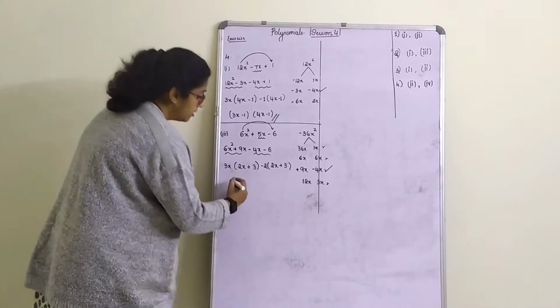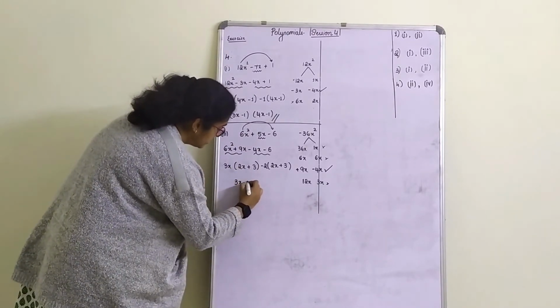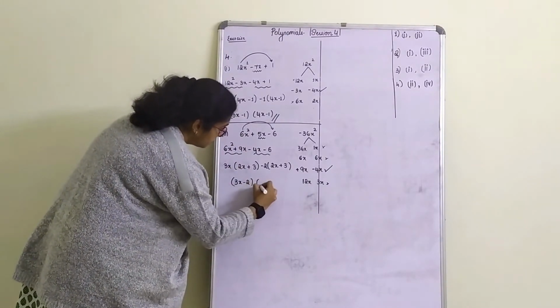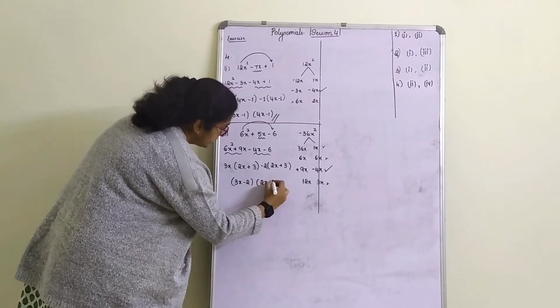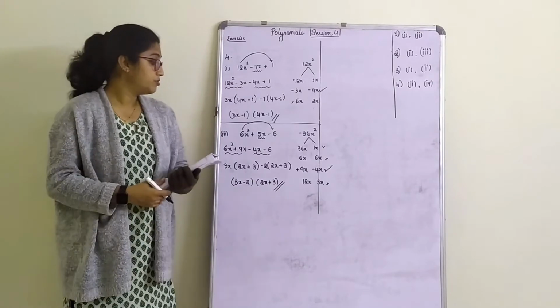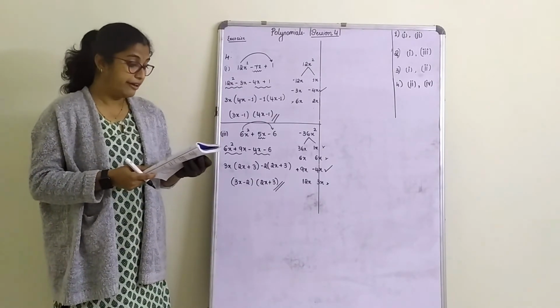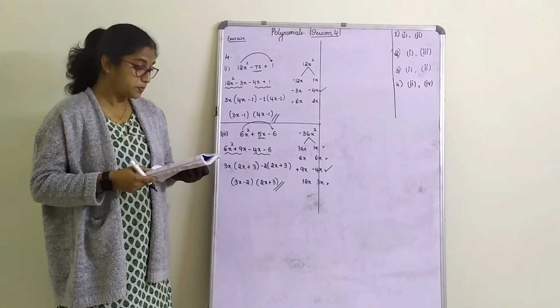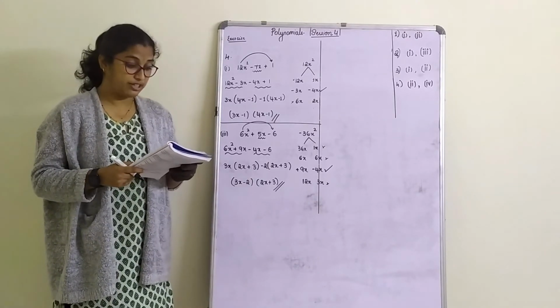We got it? Group them: 3x minus 2 and 2x plus 3. These are the factors. So this is how we solve the factorization part. So there we complete the factorization.